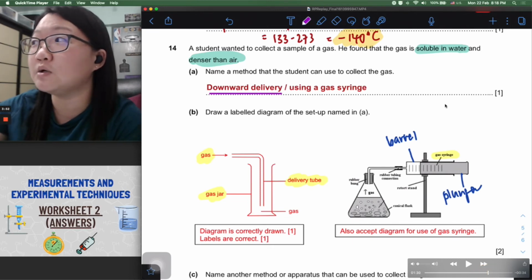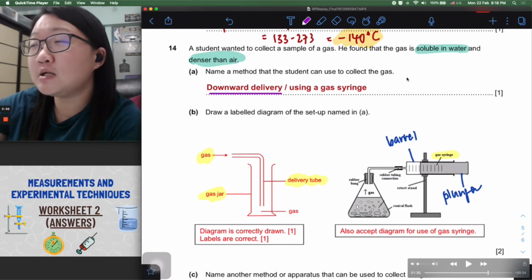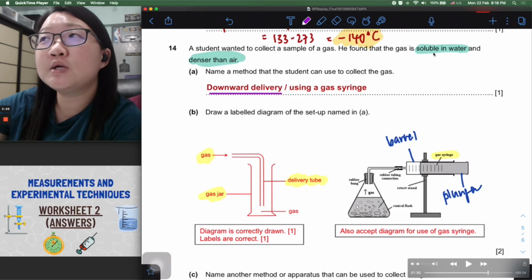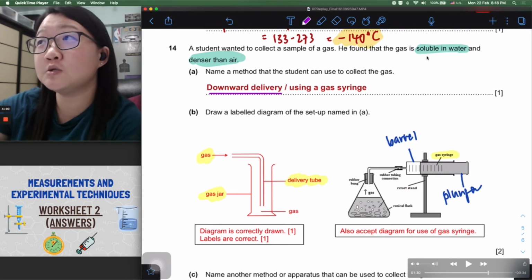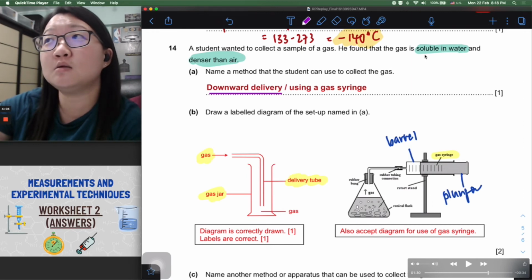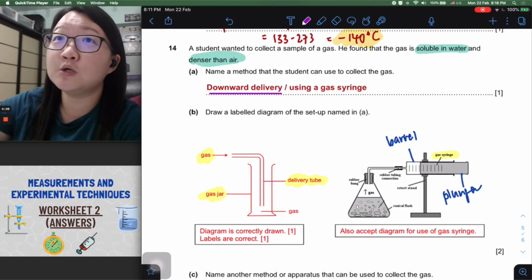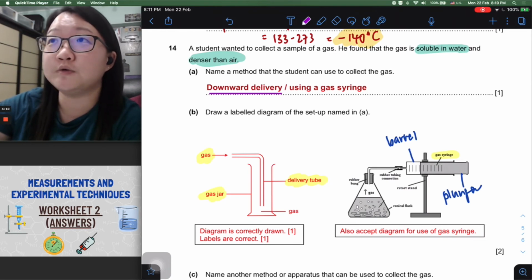So based on the properties that they have given to you. So looking at the first one, right, soluble in water. So knowing that a gas is soluble in water, straight away you can eliminate downward displacement of water, right? So you're left with upward delivery or downward delivery.